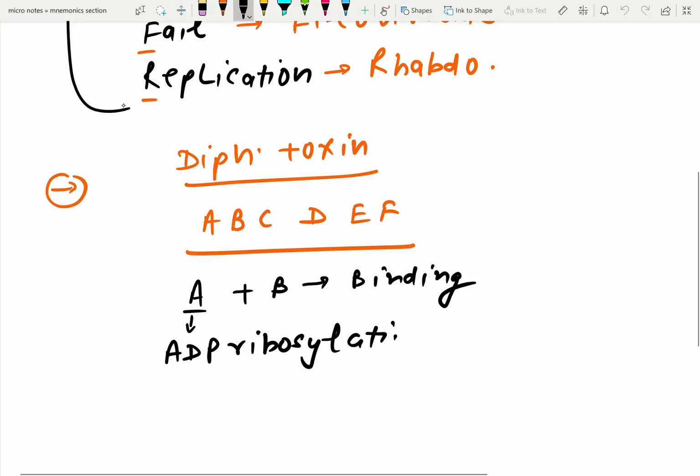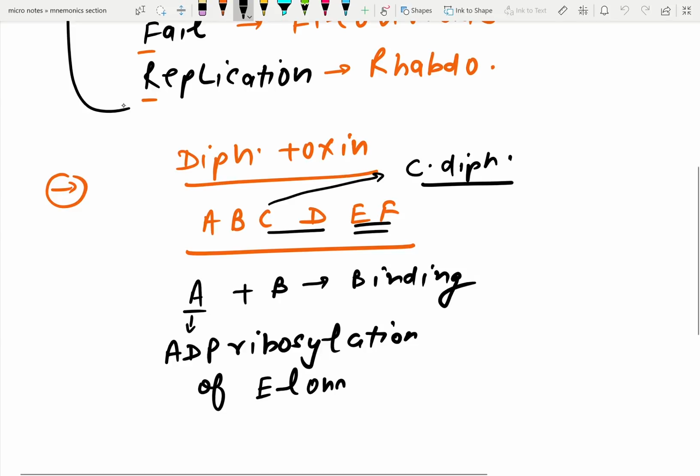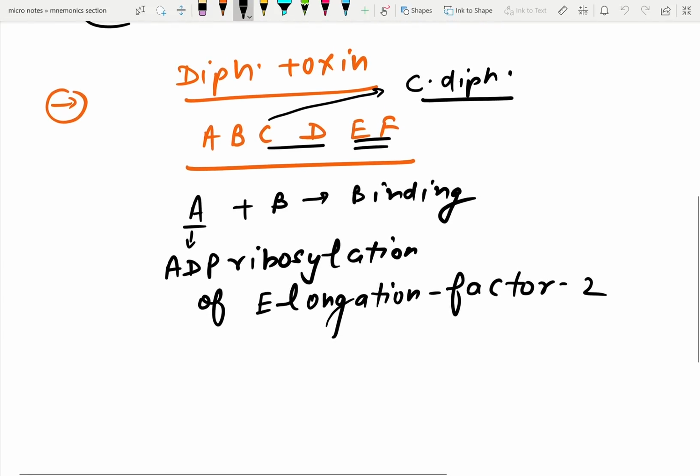So this is your starting A and B. What is C? C is for Corynebacterium diphtheriae only. Basically CD means Corynebacterium diphtheriae. And this EF is what? It is ADP ribosylation of elongation factor 2. This leads to inhibition of protein synthesis, and thereby cell death happens.